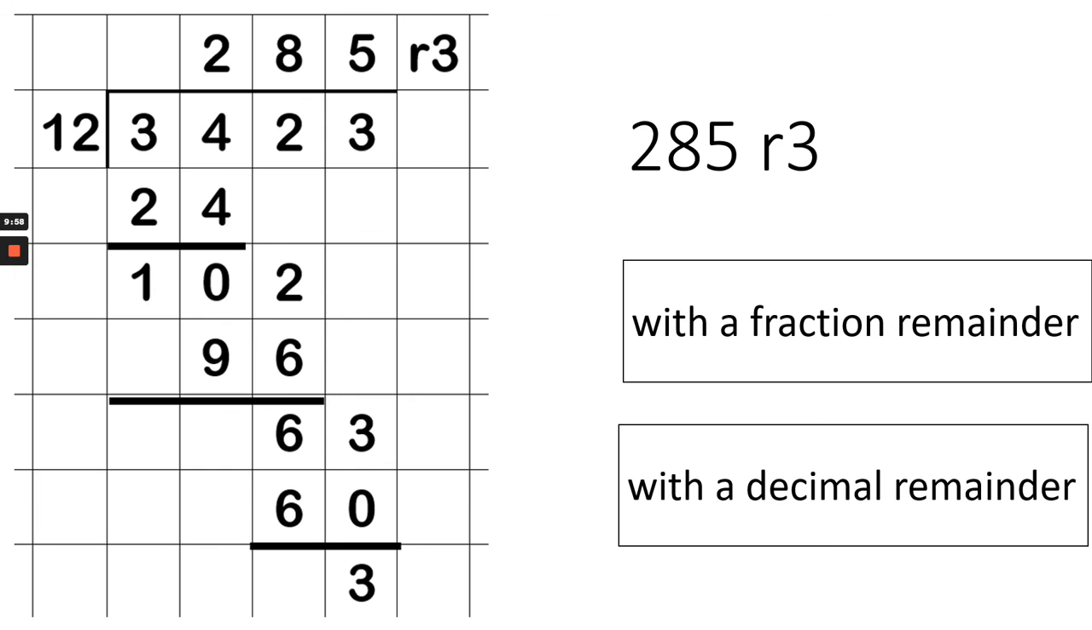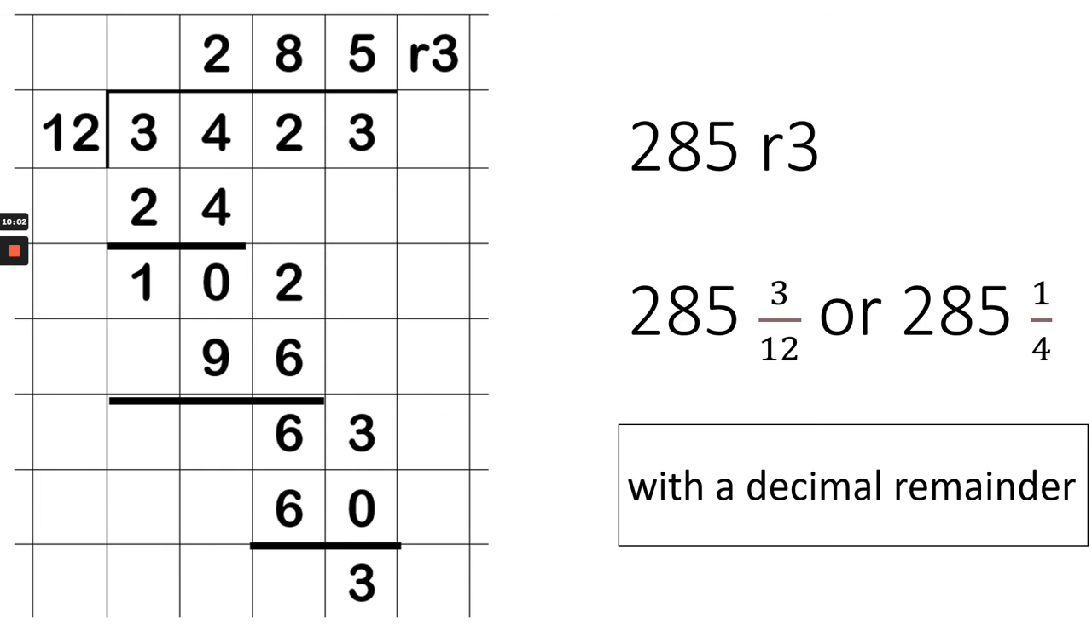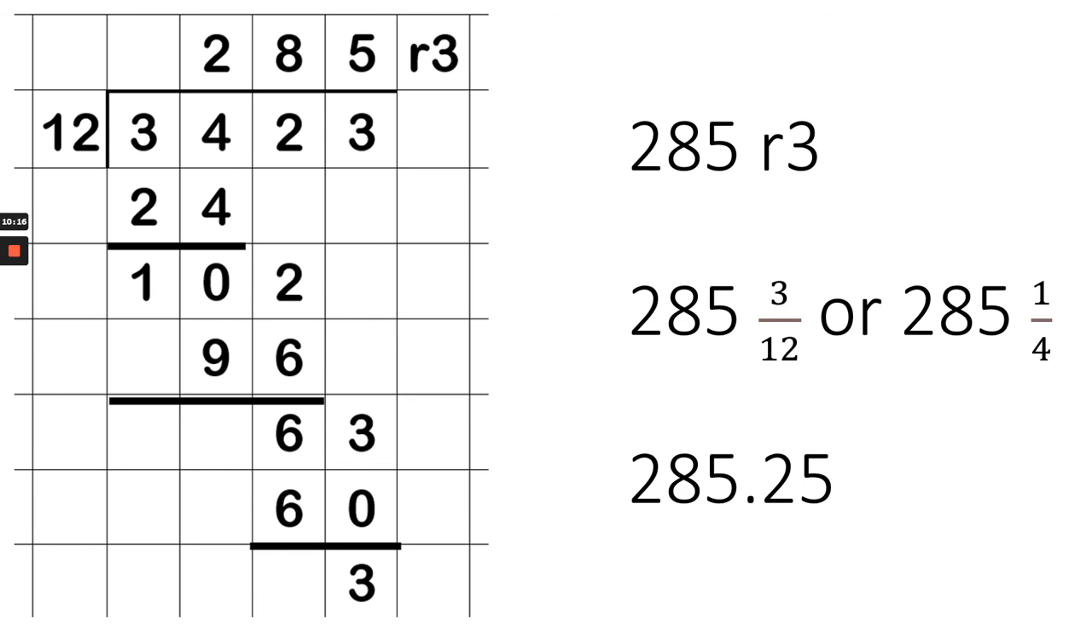There were 3 of the 12 I was looking for. So 285 and 3/12, or 285 and 1/4, because they're equivalent. So now that I know it's 1/4, I also know it as a decimal. 285.25, which is the decimal equivalent of 1/4.